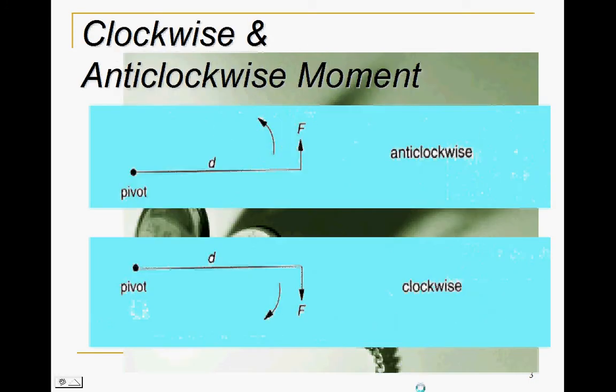In general, moment has two directions. One is the anti-clockwise direction, so that when a force is applied in the upward direction, the whole structure tends to rotate in the anti-clockwise sense. And the other direction is the clockwise direction. This is when the force reverses its direction downwards, so the whole structure tends to rotate in the clockwise direction.